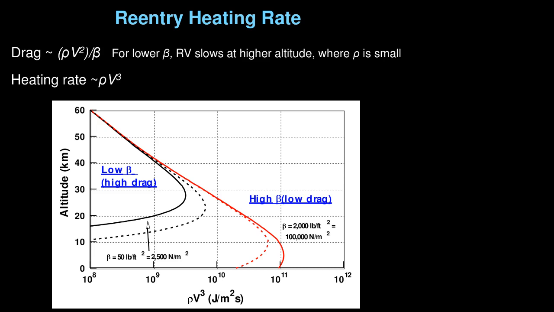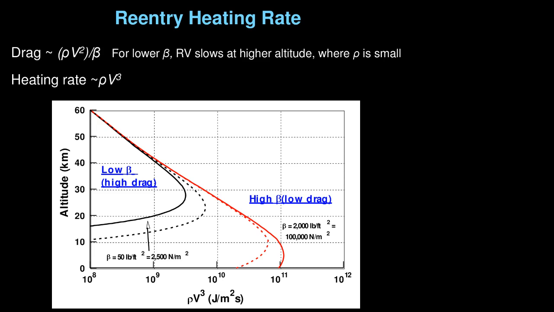And here's an example of it. This shows heating, rho v cubed, versus altitude. On the left part of this graph, you've got a high drag, low beta warhead coming in, and you can see it's logarithmic, and so the heating rate you can see is much lower than it is for the high beta warhead that's on the right side of the graph.